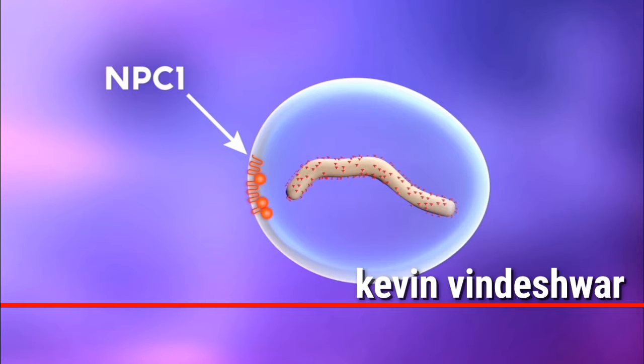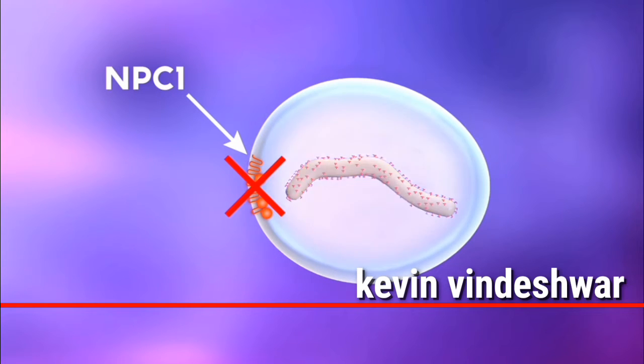So we're trying to develop drugs that prevent the virus from binding to NPC1. If we could prevent the virus from using NPC1 in this way, the virus eventually gets ripped to bits inside your lysosome because it can't get out.